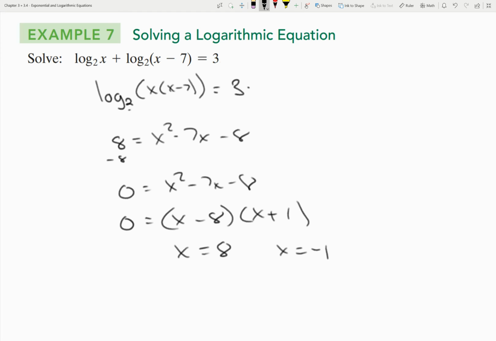8 is fine. It plugged into log base 2 of 8, and log base 2 of 8 minus 7, which is 1. But negative 1 cannot go inside of a logarithm. So that answer is extraneous. It is no good. So you always do have to check back with the original expression to make sure that, no matter what number you get as a solution, it actually fits inside of the logarithm.